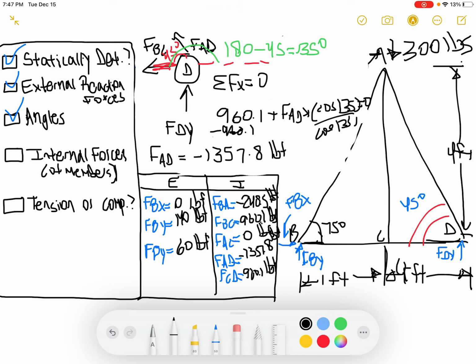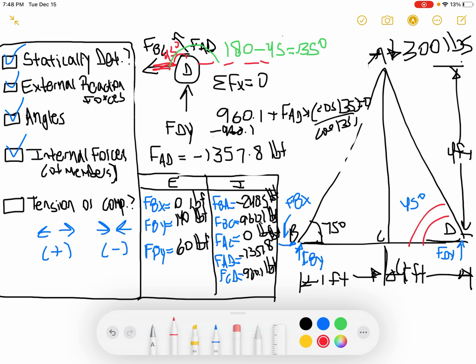That's our forces. So we've done step 4. Step 5 is very simple. Are they tension or compression? I don't think we talked about this in the last lesson, but tension forces mean that something is being pulled. Compression means it's being pushed together. All of the tension forces are going to be the positive forces, and the compressions are going to be the negative. So in red, I will underline the tension ones, and in green, I'll do the compression.